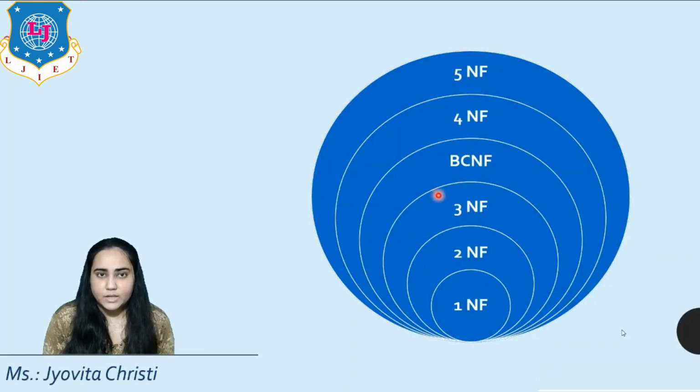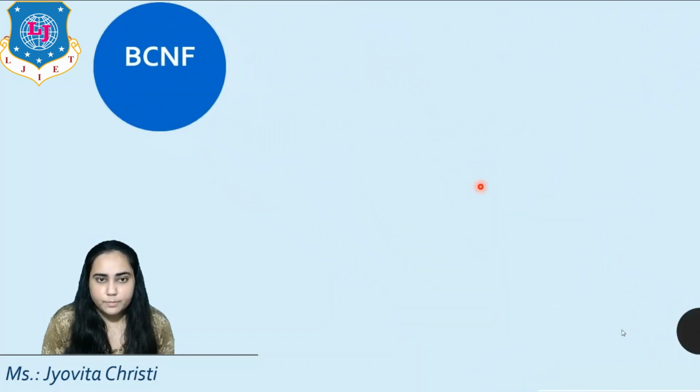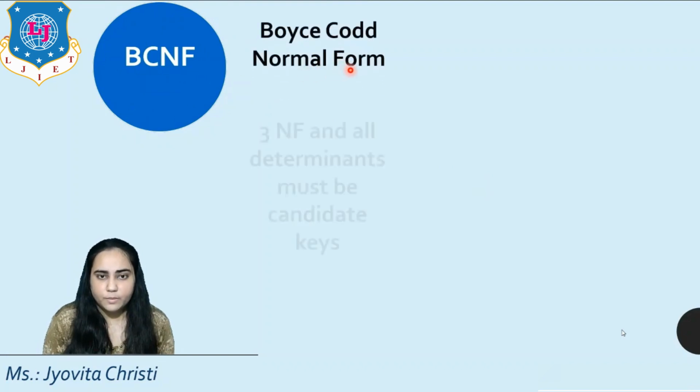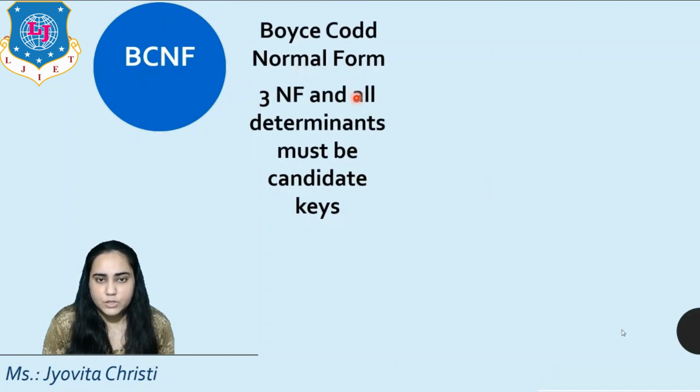Now let's go ahead and see what BCNF is. BCNF stands for Boyce-Codd normal form, and the condition here is that the relation should be in 3NF and all determinants must be candidate keys. The determinants are the left side part of a functional dependency. So BCNF makes everything very tight normalization-wise, so that all functional dependencies must have primary keys or candidate keys on the left hand side.